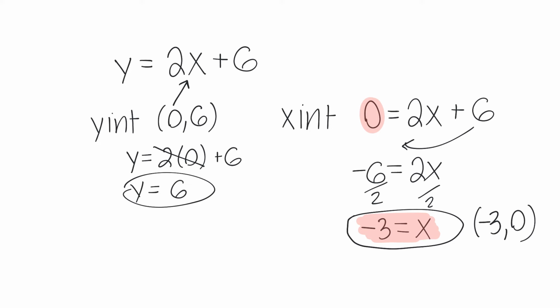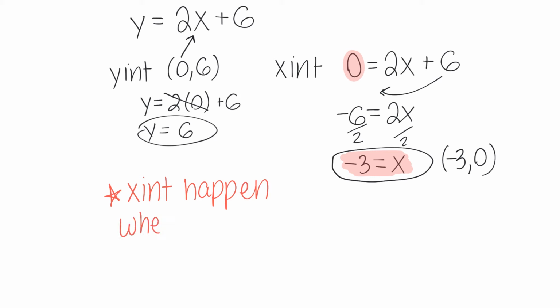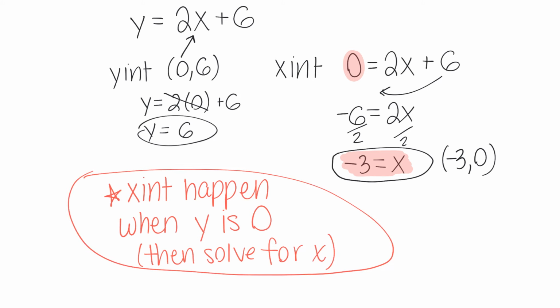Cool? You can do that for anything, but the key is, let me write this down so there's a really good thing to screenshot. X-intercepts happen when y is 0. And then you solve for x, okay? Screenshot that. Super important.